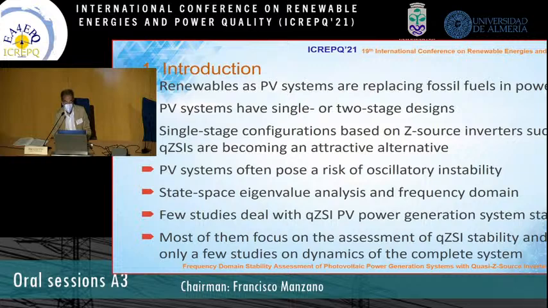However, PV systems are formed with power electronics, and these power electronics often cause a risk of instabilities in the systems. In order to study these instabilities, there are different approaches. The best known are the state space eigenvalue analysis and the frequency domain methods.